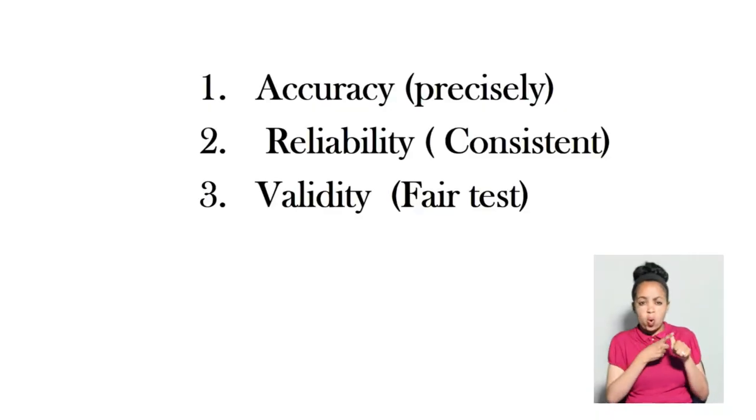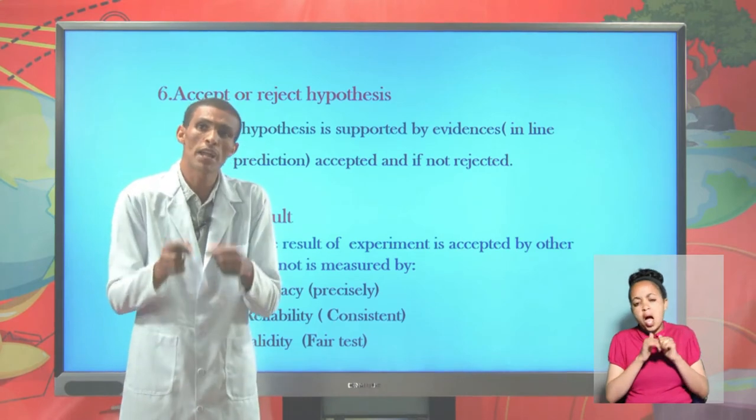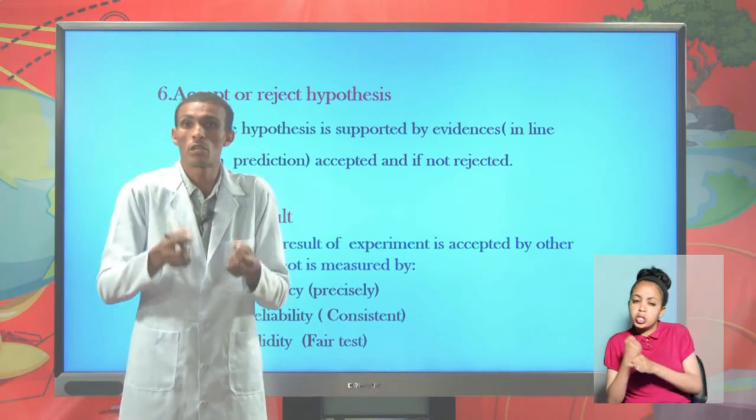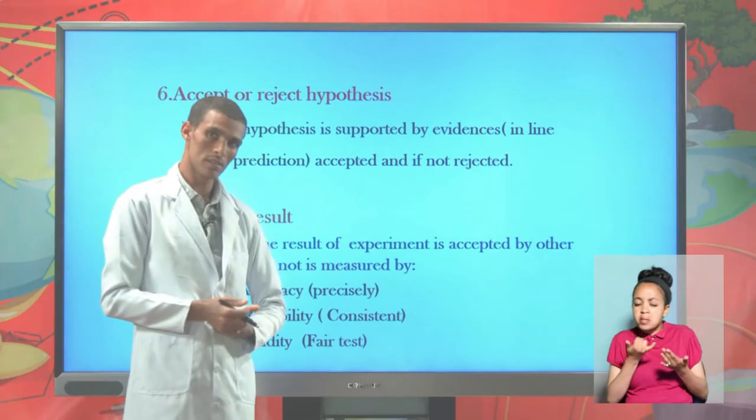One, how accurate the experimentation is. Accuracy means a measure of how precisely things are measured, the tools that we use, and it indicates the precision of measurement and the error made here.